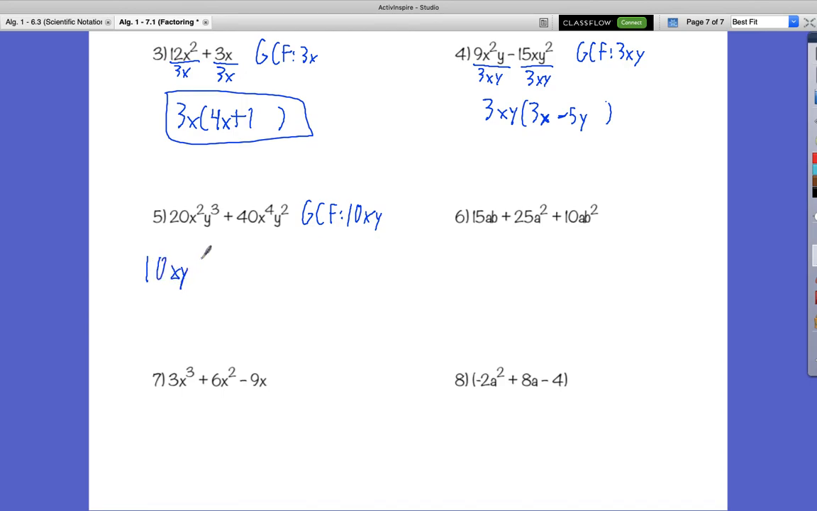So we call this 10xy, and we divided this by 10xy. We did this with 2xy squared plus 4x to the third y. Now, inside this parenthesis, is there still more we can take out of the 2 and 4? What can we still take out? A 2.